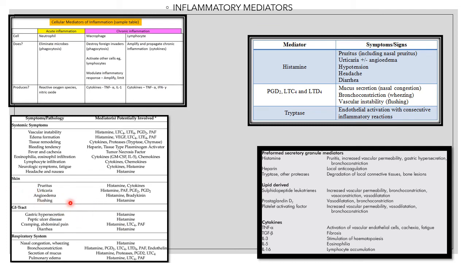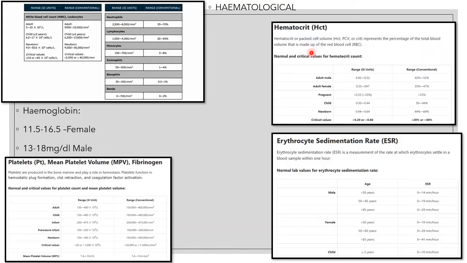In skin, you have angioedema, flushing and all, in which bradykinins are responsible. PGE, that is prostaglandins. And here you can see the types of inflammation. It could be either acute or chronic depending upon the amount and the type of inflammatory mediators released. Up next you have blood test, that is hematological testing. Hematocrit is the volume of the PCV, that is packed cell volume, and represents the percent of the RBCs. These are the normal levels.